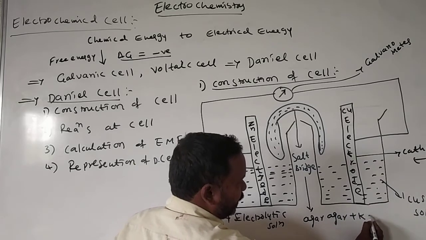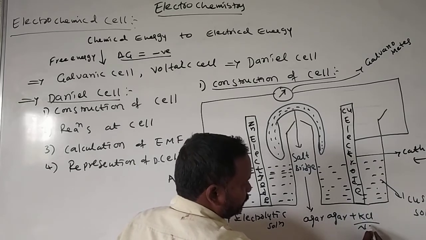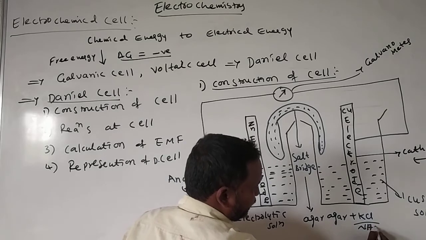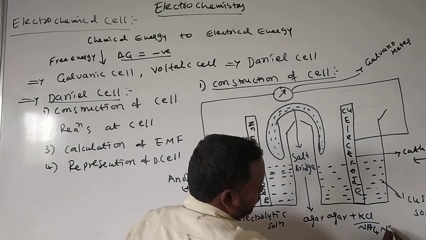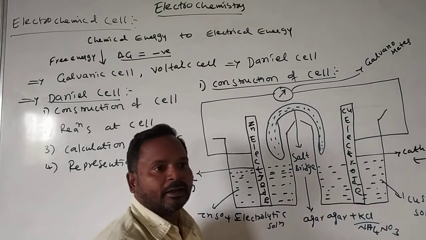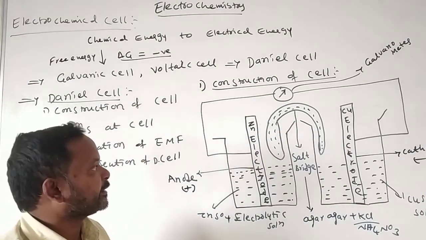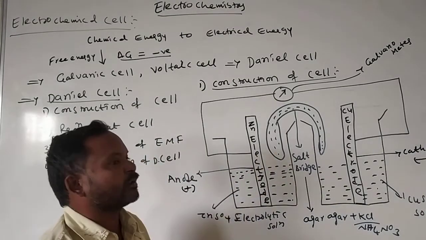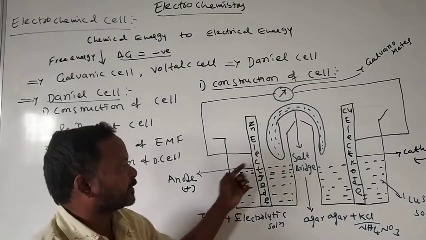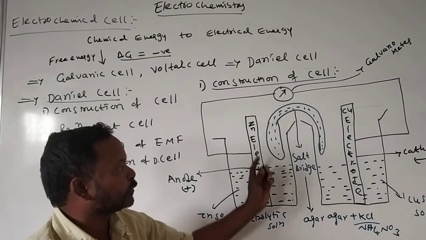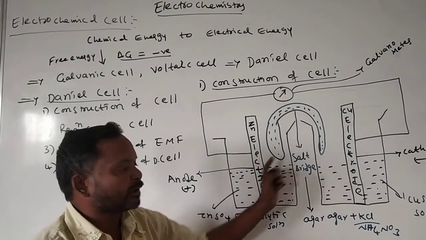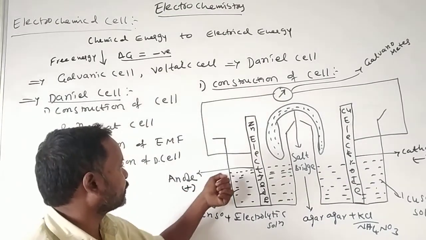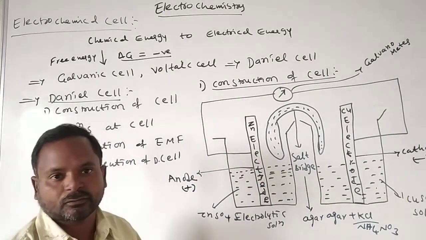So the salt bridge contains agar-agar along with potassium chloride or ammonium nitrate. Okay, this is the salt bridge. It is connected to these two electrodes, the anode and the cathode.